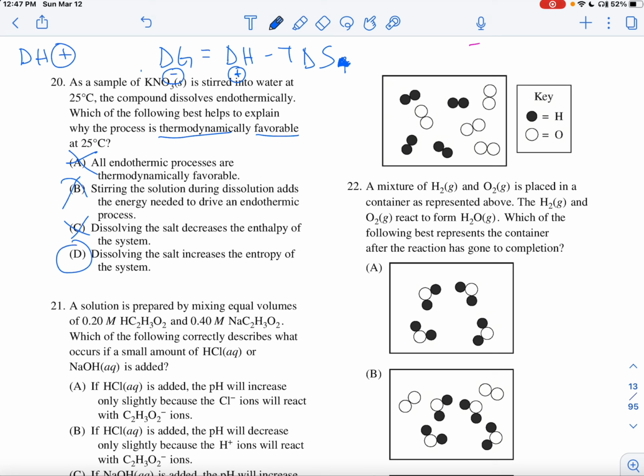And let's think about that. Dissolving the salt increases the entropy of the system. What's dissolving? Dissolving is spreading out the K from the NO3. We're just taking those two pieces and breaking them apart. That's spreading out the particles more. Spreading out the particles more is spreading out the entropy. So D does make perfect sense.